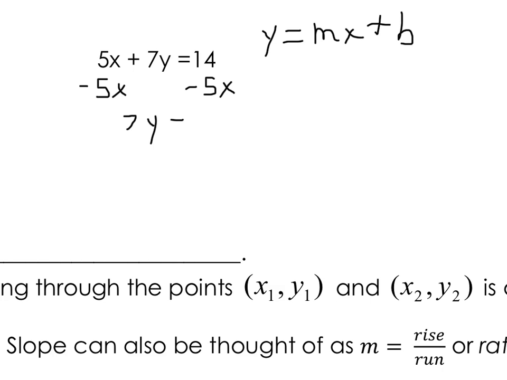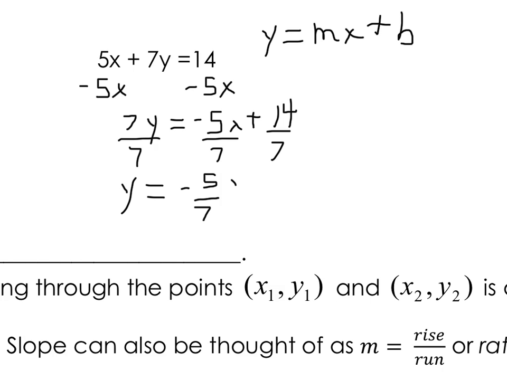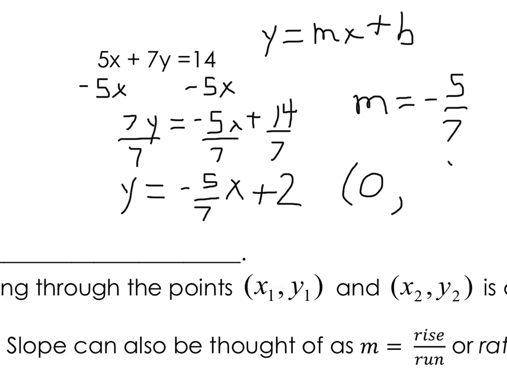That gives us 7y equals -5x plus 14. We need to isolate the y. We will do that by dividing everything by 7, and that gives us y equals -5/7 x plus 2. So what is the slope? The number in front of the x, -5/7. What is the y-intercept? (0, 2).